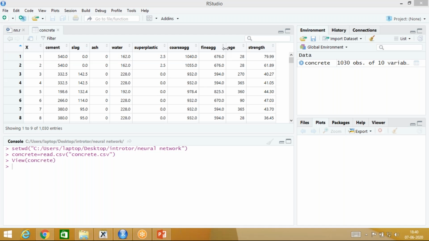So 1030 samples were collected, their strength was measured, and their ingredients were also noted here. Now there is no functional formula for how these ingredients will lead to strength, and we are trying to create a predictive model for that. So the Y variable is my strength variable, and all other variables are X variables.